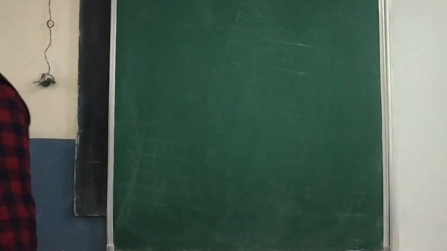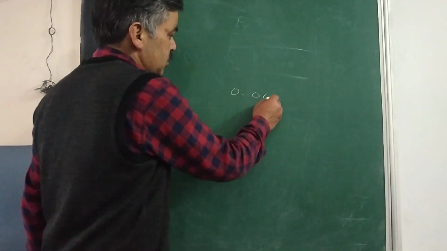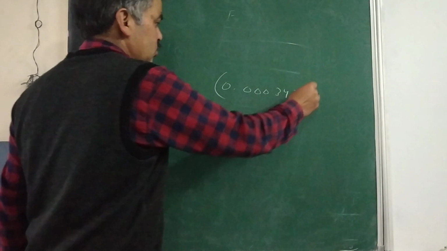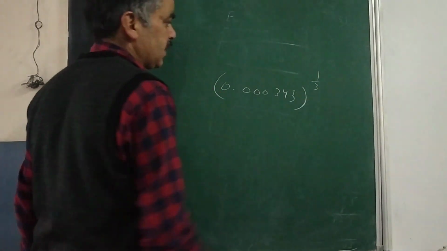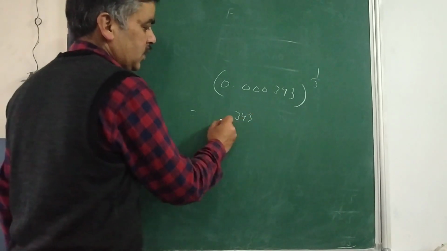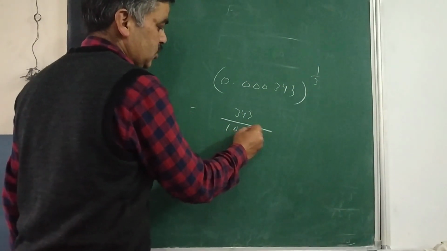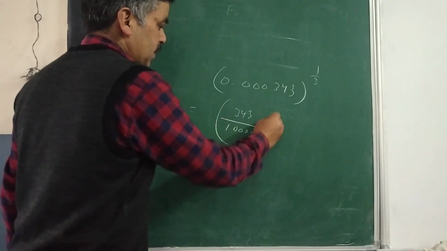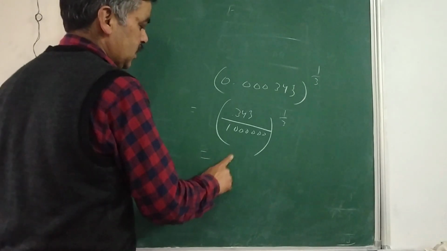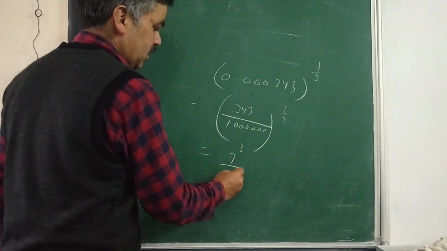Like one more part, suppose I am taking is 0.000343. So you have to determine the cube root means the power 1/3, that is the cube root. So here what you can do is 343, 1, 2, 3, 4, 5, 6. Again 6 ending zeros are there. So the power is 1 by 3. I know this is the cube of 7. This is the cube of 7 and this is the cube of 100.